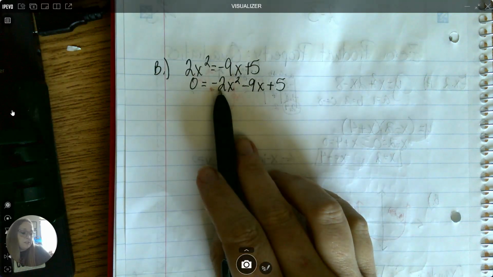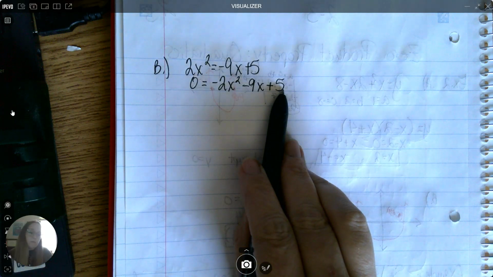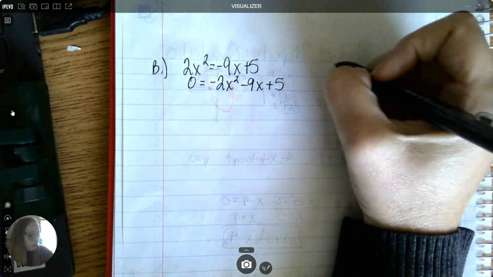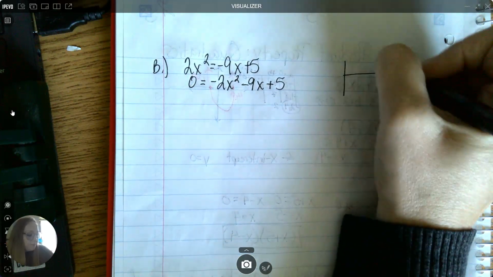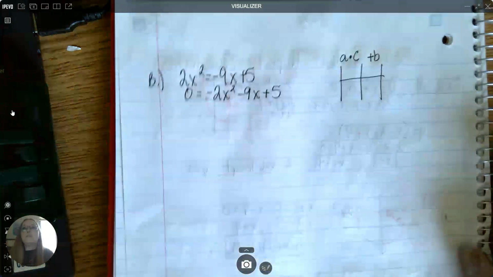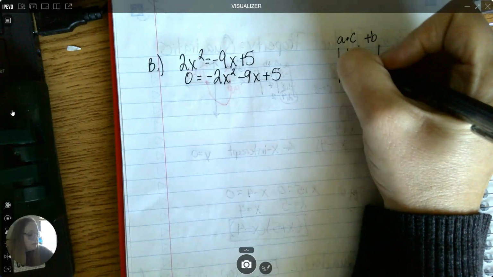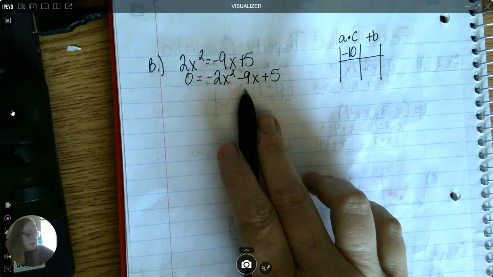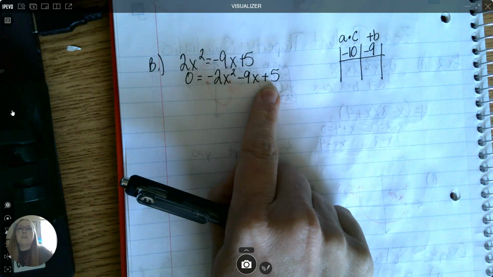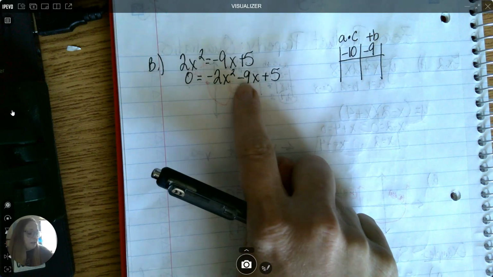First, better check, make sure there's not a greatest common factor of 2, 9, and 5. And their greatest common factor is 1, meaning they're relatively prime. Can't factor anything out other than 1. And we know 1 doesn't change anything when we factor out. Alright, so identifying my A, B, C, I'm going to go ahead and use my little chart here. -2 times 5 is -10, and my B is -9. Remember, it's alphabetical order A, B, C when it's in standard form. So A is -2, C is 5, and B is -9.